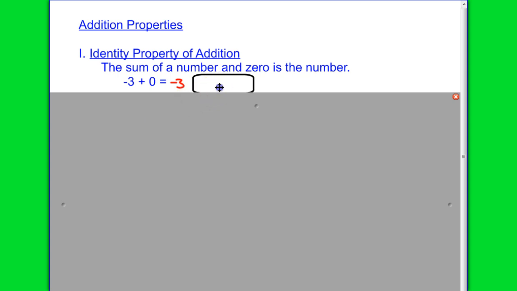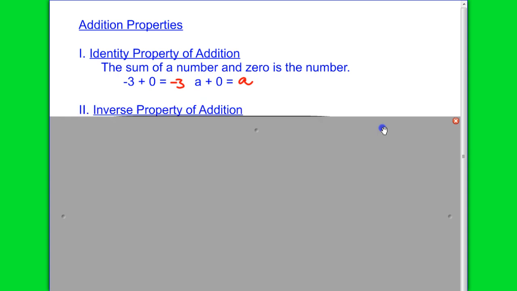Who could finish the rule here if we start with A? How can you show the identity property of addition as a rule right now with the letter A? Skylar. A plus 0 equals A. Excellent. She says A plus 0 equals A. And there it is as a rule. And A could be any number. Okay? When you see 0 being added to something, you could say, that's the identity property of addition. The second property is the inverse property of addition.